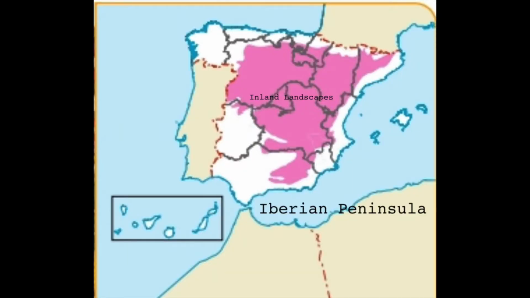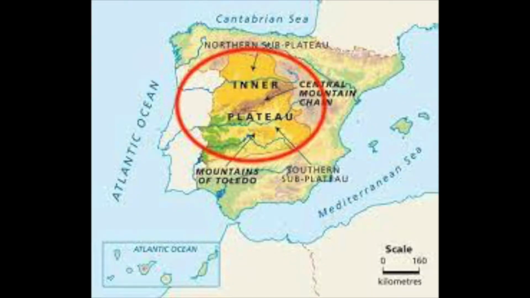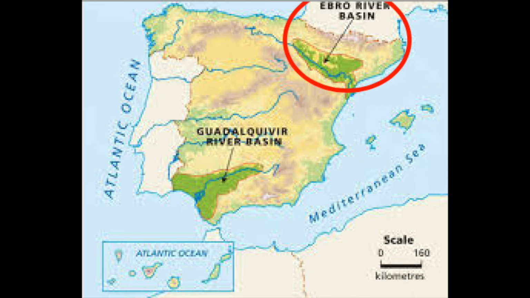First, we're going to talk about inland landscapes and the different natural features that we can find on the inlands of Spain. Inland landscapes are found on the inside of the Iberian Peninsula. Typical inland landscapes in Spain are the plains of the Inner Plateau and the lowland of the Ebro River Basin. The temperatures in inland landscapes are very cold in the winter and very hot in the summer. And it doesn't really rain too much.